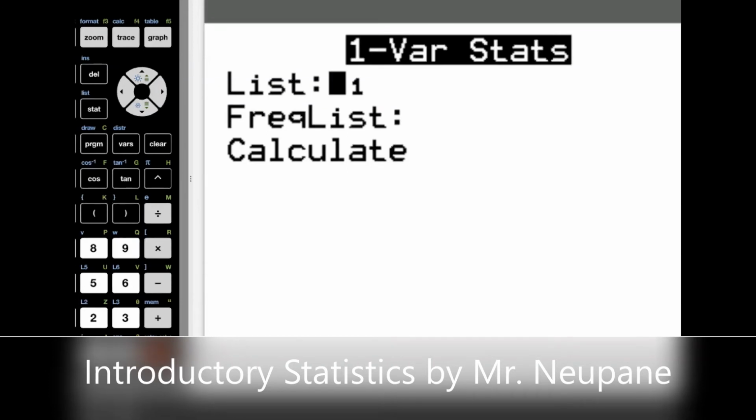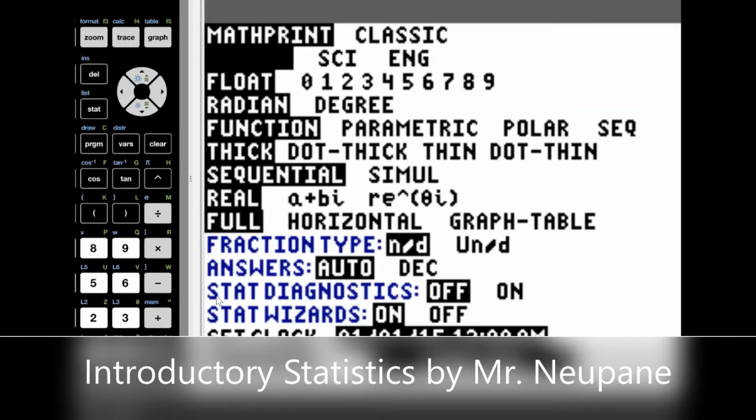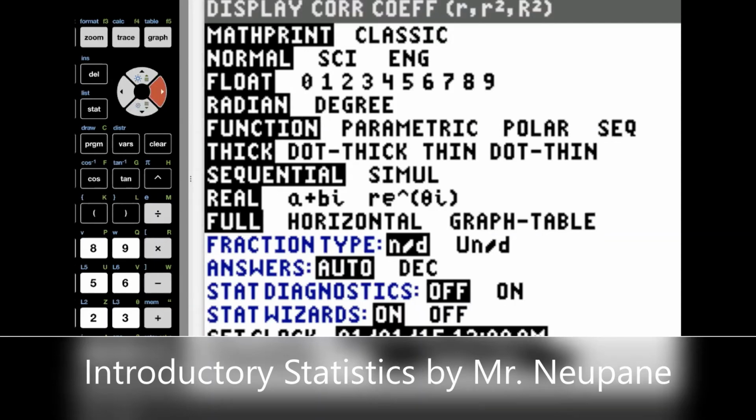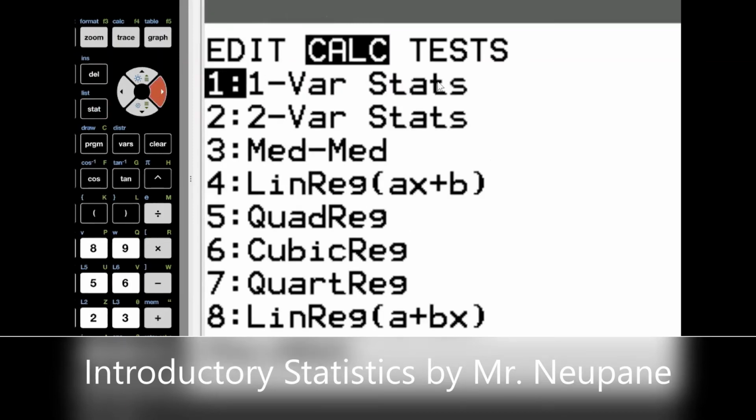Okay, let's try one thing. Go back to the main menu by pressing second and mode. And then go to mode, and try to find this one in your calculator all the way down. Your menu may be a little different than mine, but if you scroll all the way down, you might see this one, stat diagnostics. If that is off, make sure you turn it on, select on and hit enter. Then go to stat again, then go to calculate. And let's see, one variable is stat. What do you see?